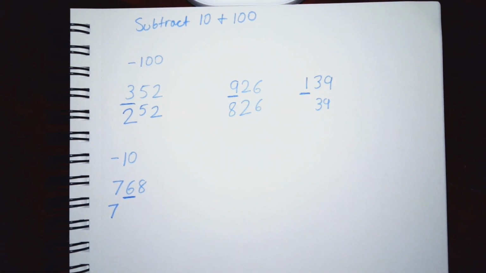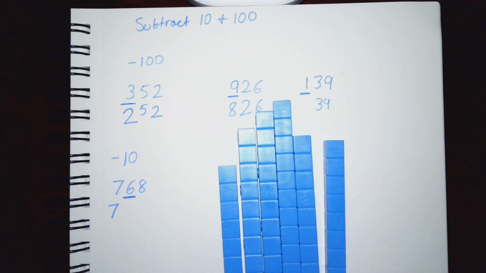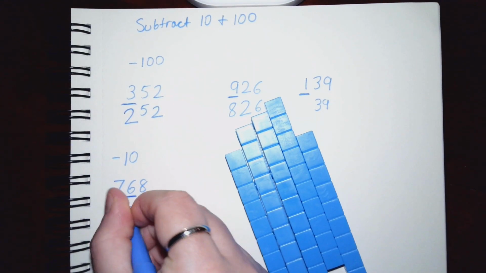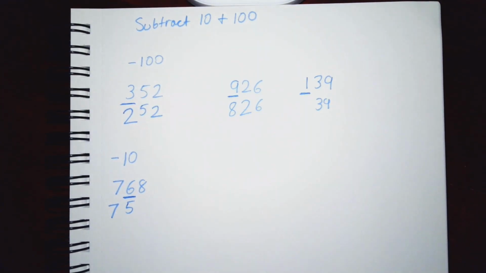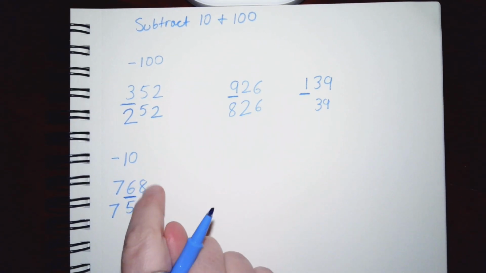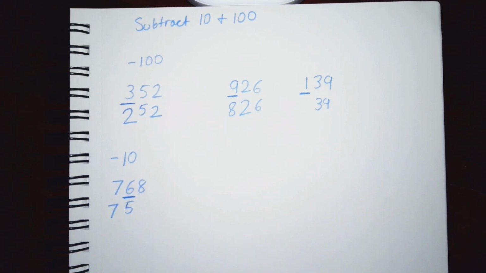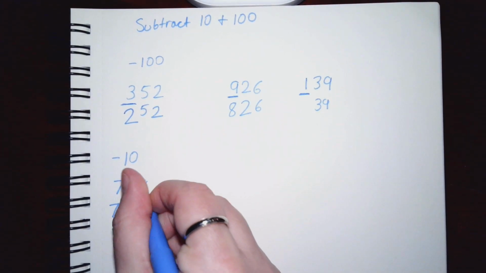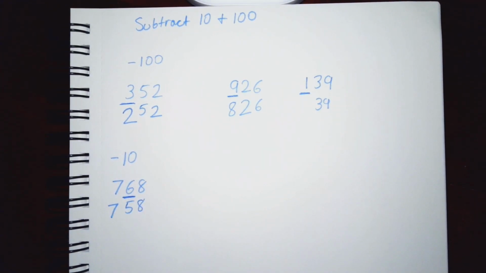Now, if I had 6 tens, and I take one of those tens away, how many tens am I going to have? I'm going to have 5 tens. Now, when I take 10 away, does it tell me to do anything to my ones place? No, it does not. So my ones place is going to stay 8. So 10 less than 768 is 758.